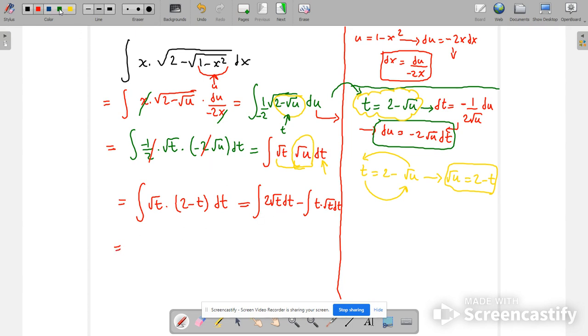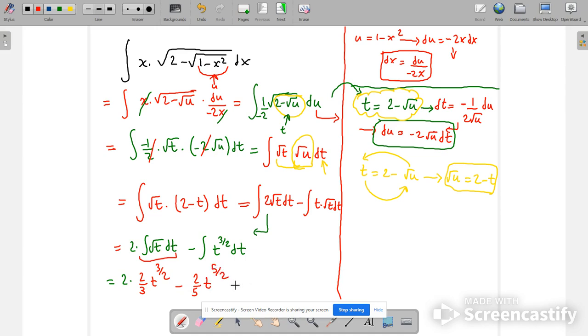For the first integral, what is the result? Let's take out the 2, but what is the integral of square root of t dt? And for the second one, it is t to the 3 halves dt, right? The first integral is 2 times, and this integral would be 2/3 t to the 3 halves. And the last one would be 2/5 t to the 5 halves, right?